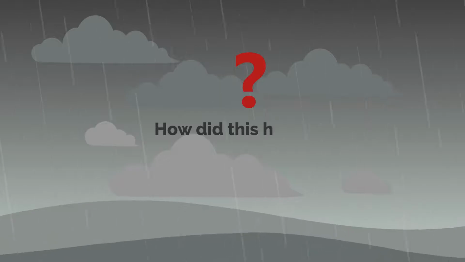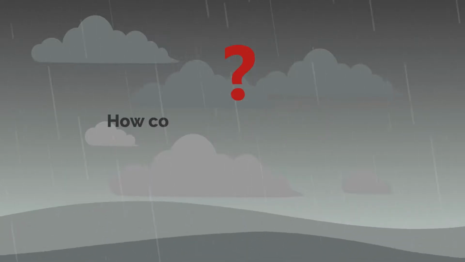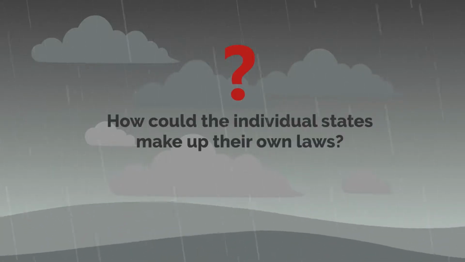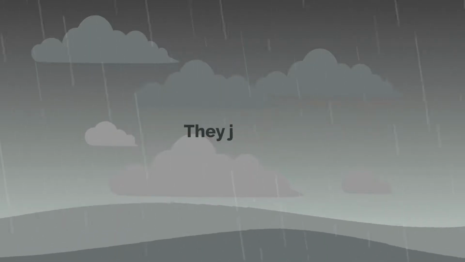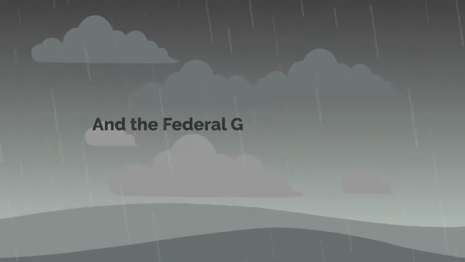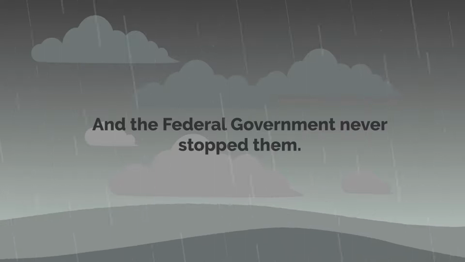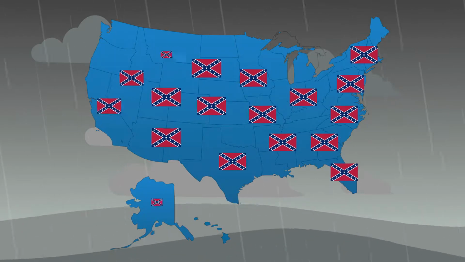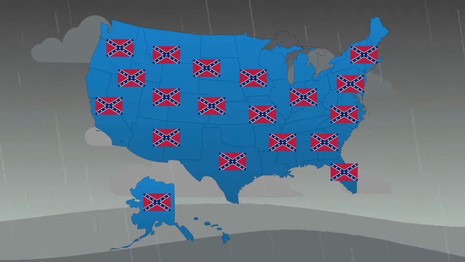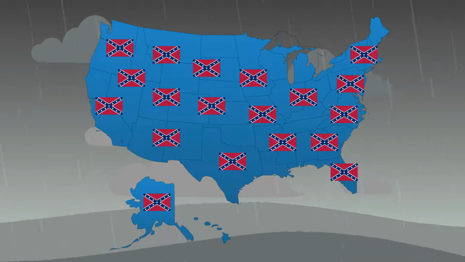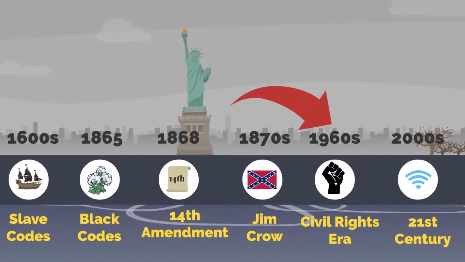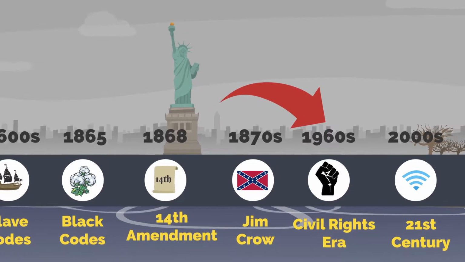You might ask, how did this happen? How could the individual states make up their own laws? They just did, and the federal government never stopped them. In fact, most of the Jim Crow laws created in the South were enforced all over the United States. Jim Crow laws went on for over 100 years.